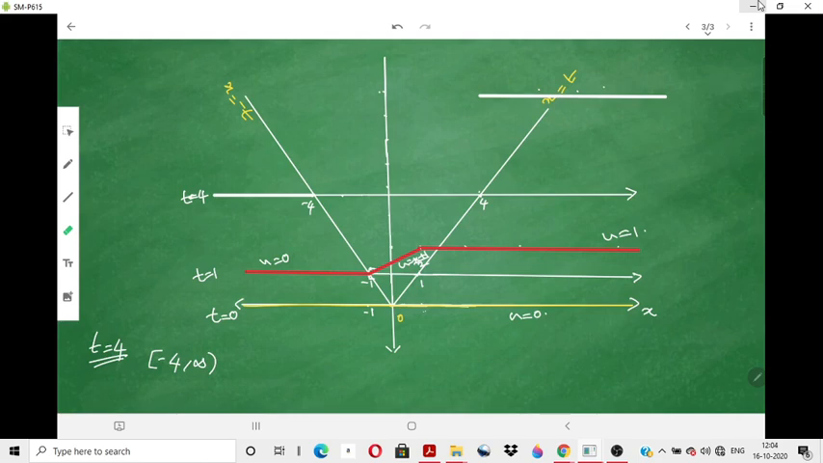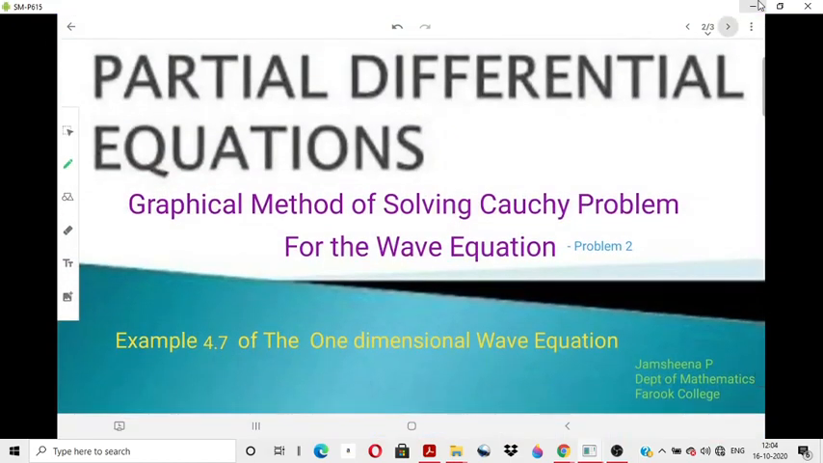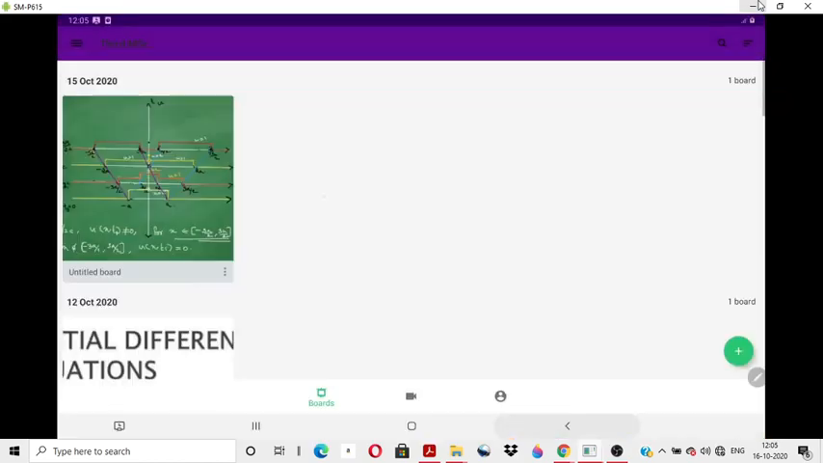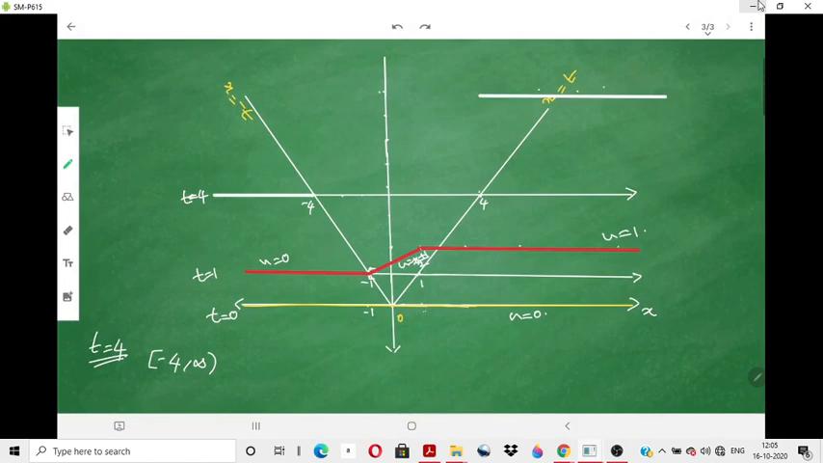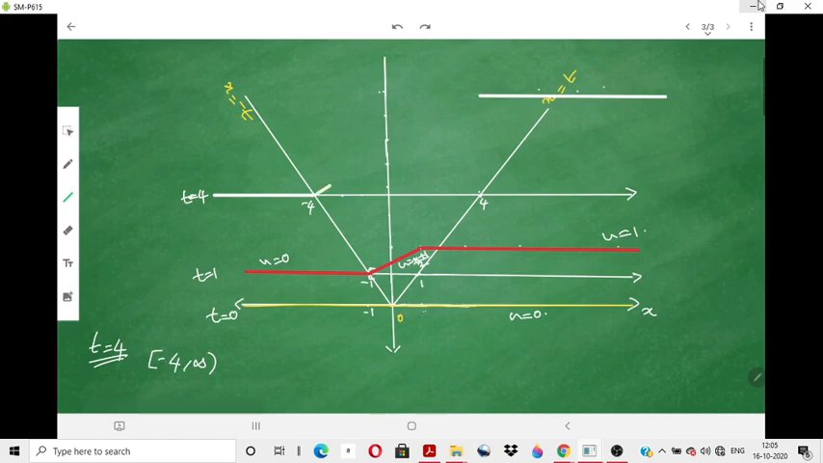Now in the closed interval -4 to 4, we have u equal to (x+4)/2. When x is 0, it is u equal to 2. So it passes through 2 also. So from -4 to 4, we can draw it like this.